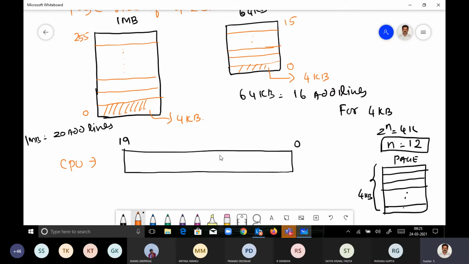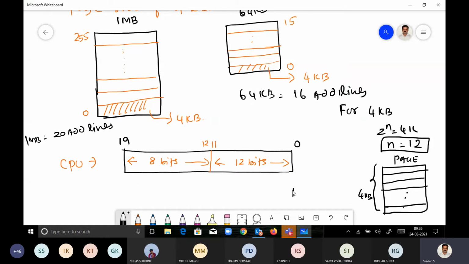In this, we use bits 0 to 11, 12 bits, for the locations within the page. Within the page there are 4 kilobyte locations, and to access them we are using 12 bits. The remaining 8 bits are used to select which page. Okay, clear? Now let us take this one.